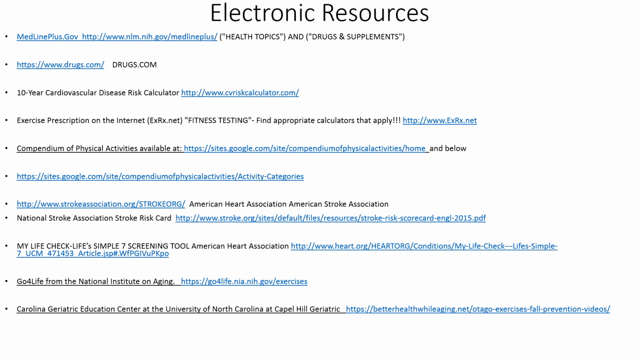Drugs.com is a very quick and easy indicator. The 10-year cardiovascular disease risk calculator, many of you are probably using that now. Exercise prescription on the net, we call it exrx.net, is a fantastic tool for exercise instruction and technique, testing, gathering norms and things like that. And enough cannot be said about the Compendium of Physical Activities. And as you go down the list here, the National Stroke Association, which is also affiliated with the National Institutes of Health, the American Heart Association and the American Stroke Association work together.